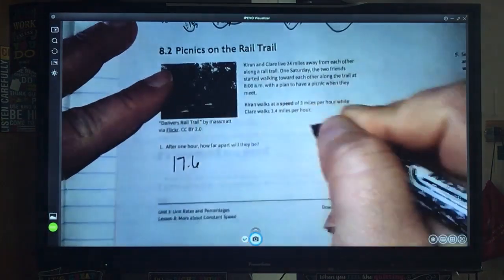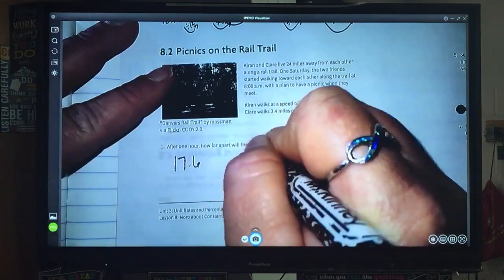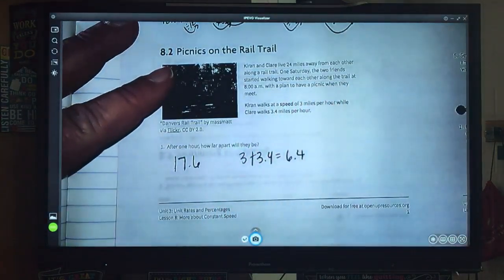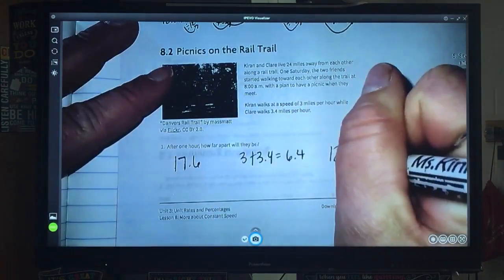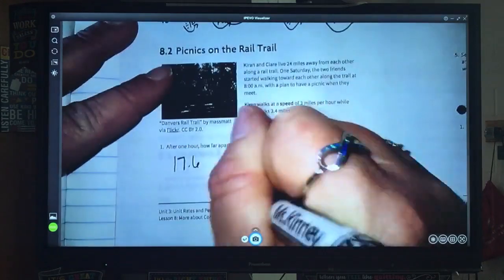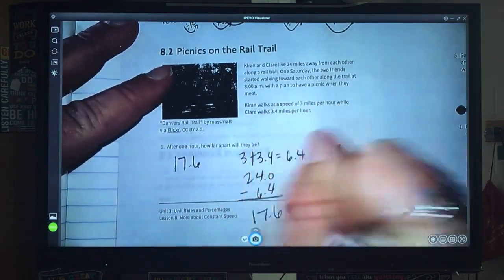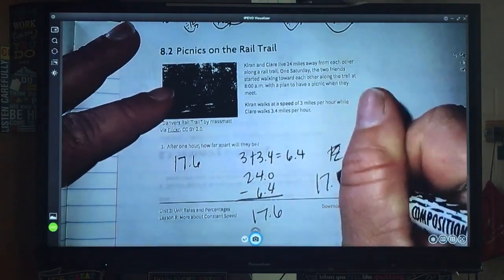I took the numbers and added them together and then subtracted that from 24. So you got 6 4/10, and then you did 24 minus 6 4/10, and you ended up with 17 6/10. Okay, that is correct. There are 17 6/10 miles.